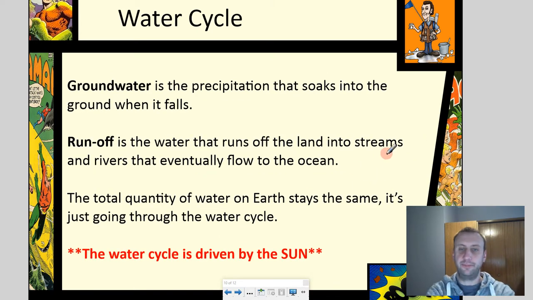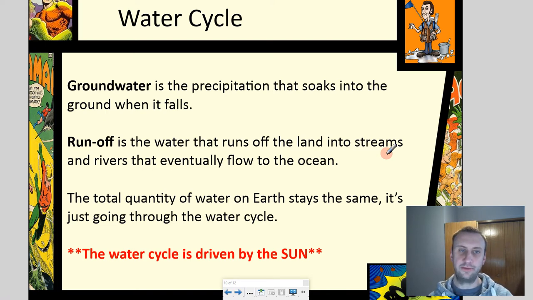Groundwater is the precipitation that soaks into the ground when it falls. And runoff is the water that runs off the land into streams and rivers that eventually flow to the ocean, if they don't evaporate before they get there. The total quantity of water on Earth never changes. It stays the same. It's just going through the cycle all the time.